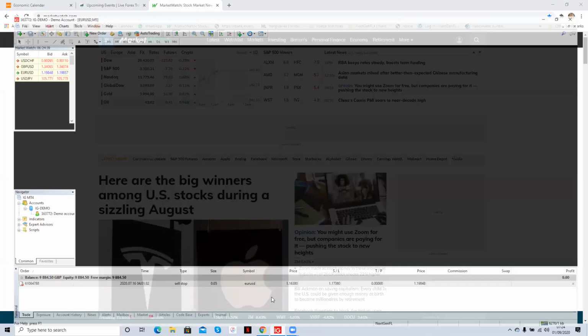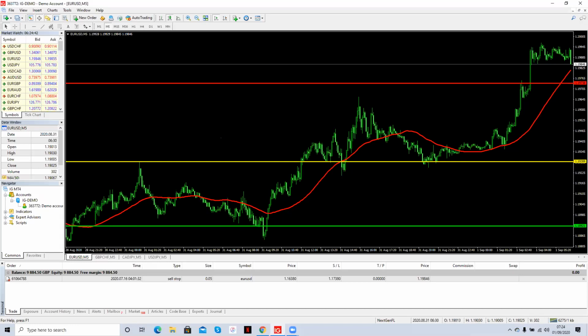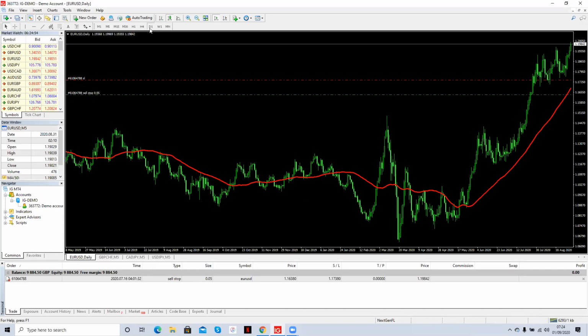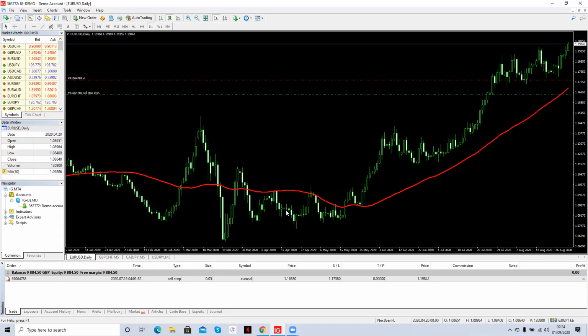So let's go to the charts. Now that we know what we're doing, like I said, we're going to leave the market alone till 11, till the Euro area inflation rate report. But let's have a look at the chart. We'll start with swing trading. So I go to D1, the daily time frame. This is the daily time frame.